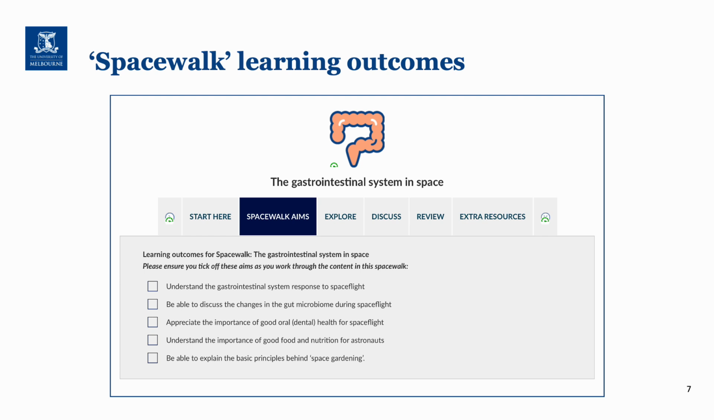The learning outcomes for this block are to understand the gastrointestinal system response to spaceflight, discuss the changes in the gut microbiome, appreciate the importance of good dental health for spaceflight, understand the importance of good food and nutrition, and to be able to understand the basic principles behind space gardening.